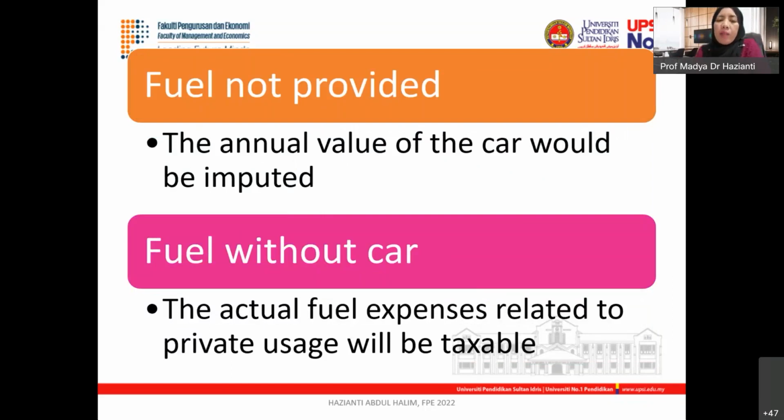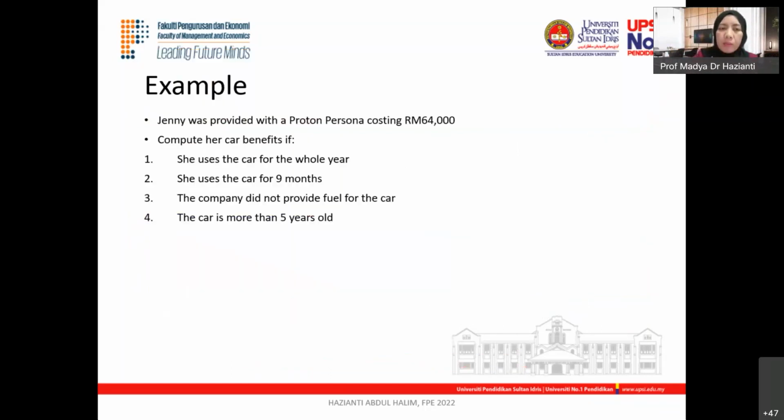Fuel without a car: some people get a fuel allowance without a car. So whatever the allowance is, we treat it as the travelling allowance earlier. Whatever is related to business purposes can be deducted. Only what is used for private purposes is taxable. That is what it means: whatever the company gives you, if you use it for business or official duty, it is not taxable.